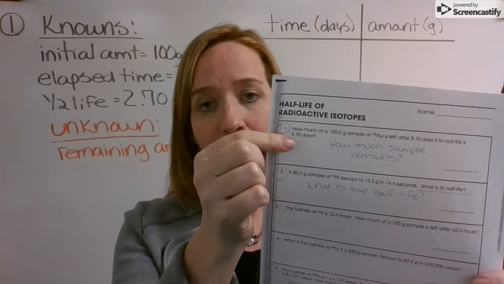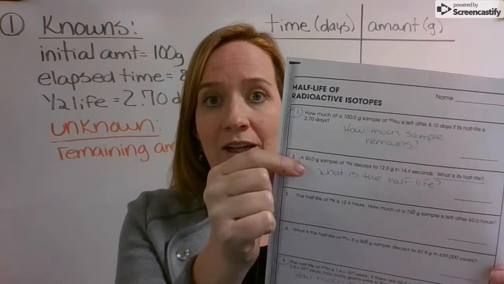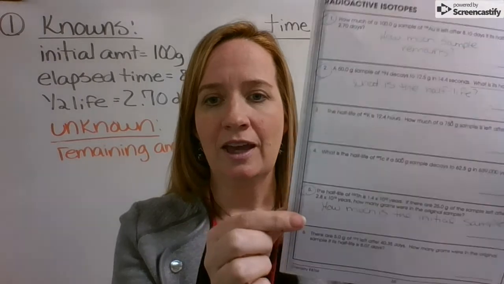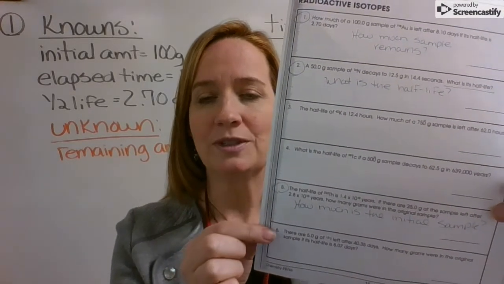One is how much sample remains. Video 2 will cover what is the half-life, so we'll calculate how to determine a half-life. And then number 5 will be the 3rd video that says how much is the initial sample.